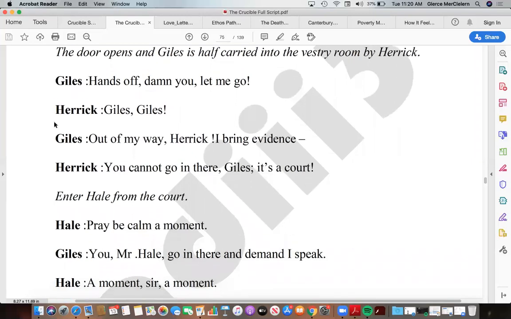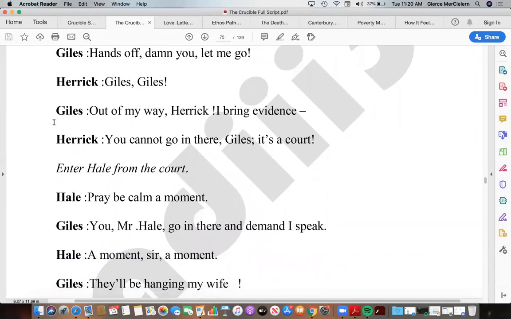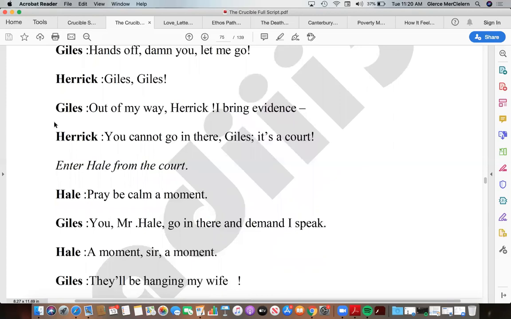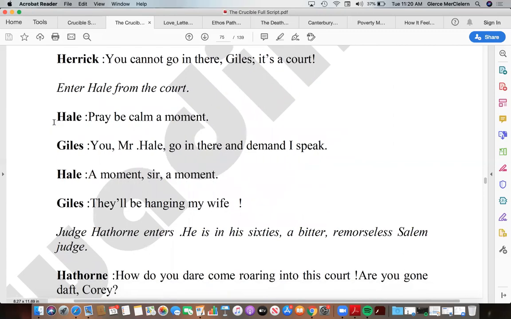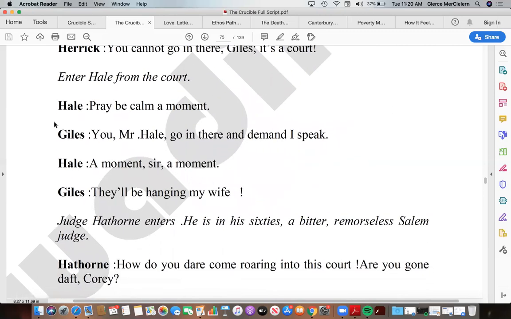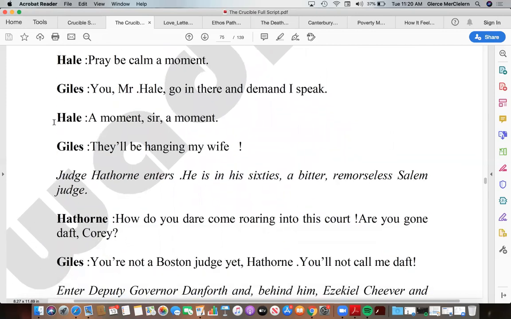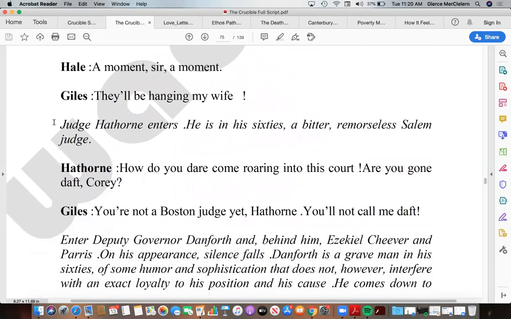Giles! My way, Herrick. I bring my evidence. You cannot go in there, Giles. It's a court. Pray be calm a moment. Go. You, Mr. Hale, go in there and the man I speak. A moment, sir. A moment. They'll be hanging my wife. Okay. Judge Hawthorne intercedes, in his 60s, a bitter, remorseless. Oh, I got this. I got this.